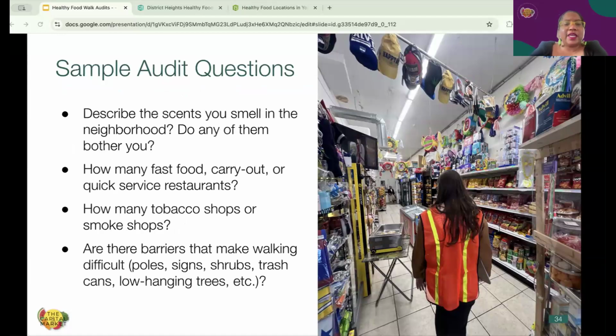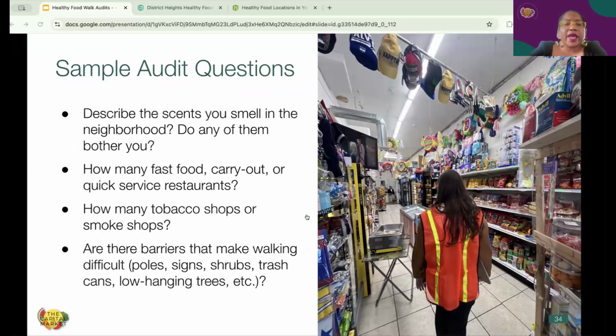So then we also had sample audit questions. And so these are just presenting some of the different questions that we asked ourselves as we were assessing the neighborhood. And then some of the questions we also then found community members to ask them as well.